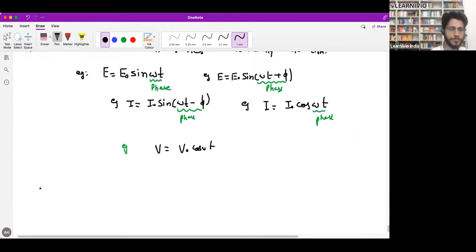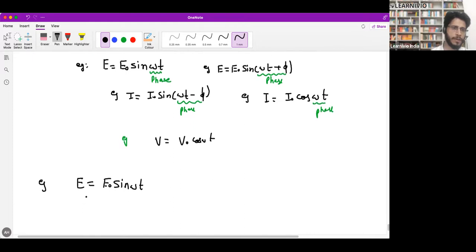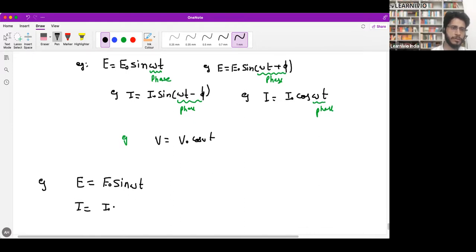So another example: we have E is E naught sine omega t, and I have another equation, which is I naught sine omega t plus pi by 2. Sania, do this EMF and current have the same phase or different phases? Just look at the phases. Different phase. So what's the difference in the phases of these two equations? Pi by 2. Very good.